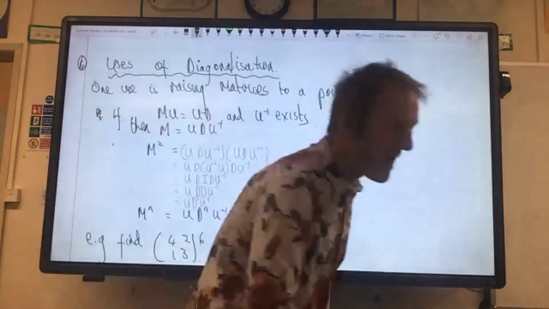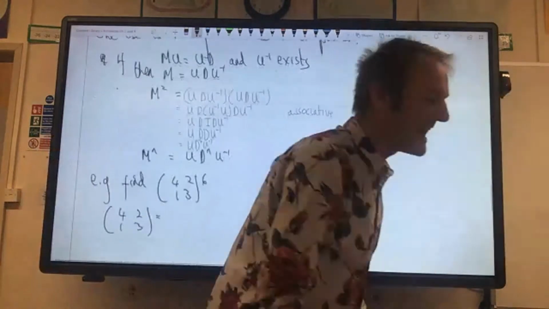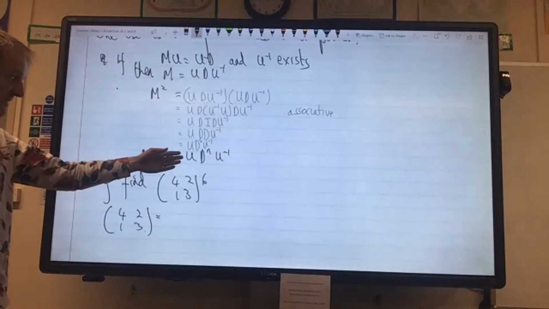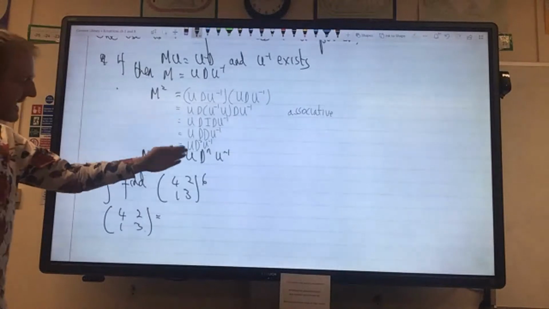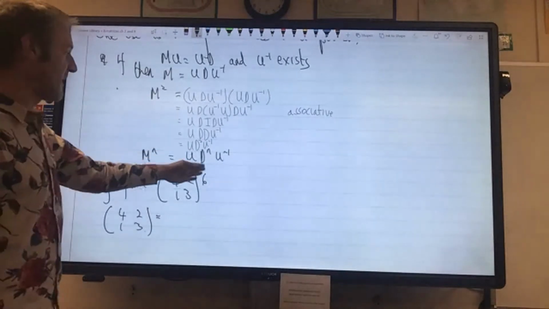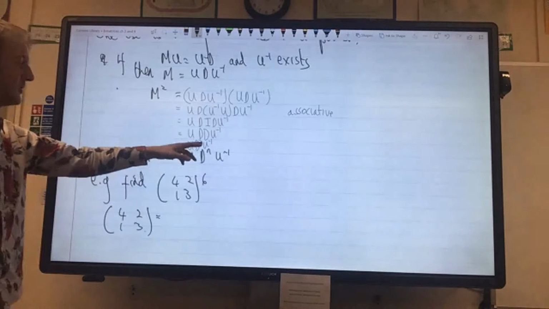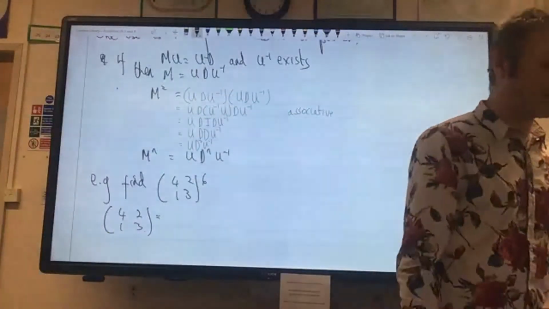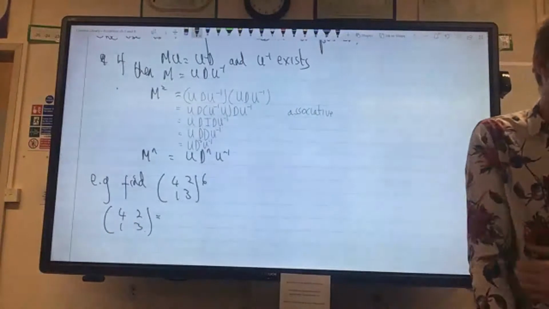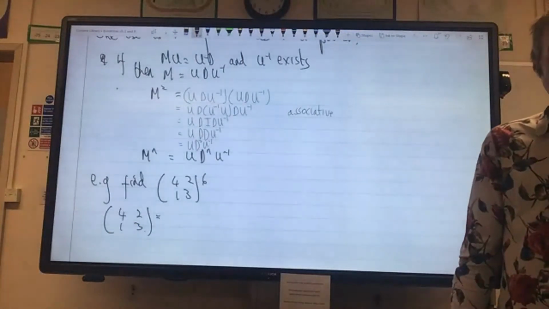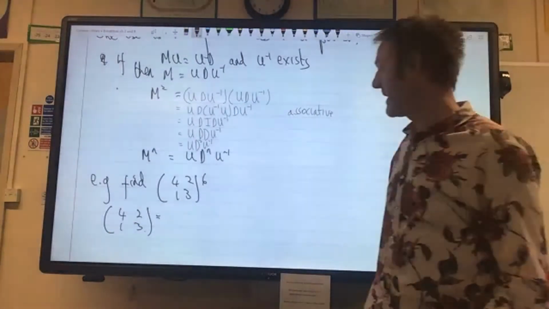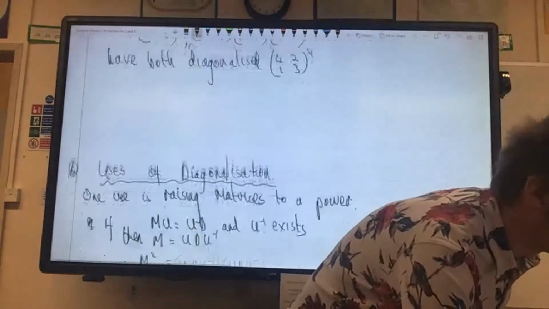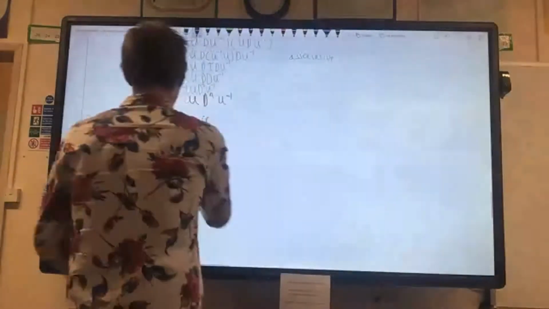In general, a matrix to the power of n can be written as its matrix of eigenvectors times the diagonal matrix of eigenvalues to the power of n, and we'll see why that's useful in a second, multiplied by the inverse. So this is the last example. I'll show you this working. Are there any questions on that? Okay. So what have we got? We've got minus 1, 2, 1, 1.